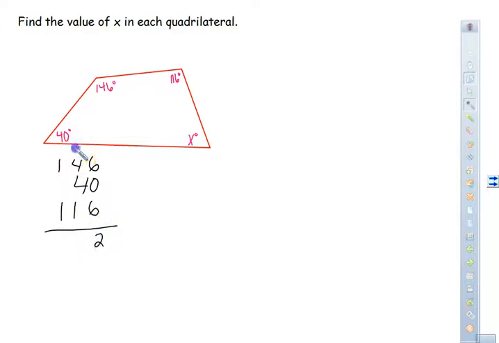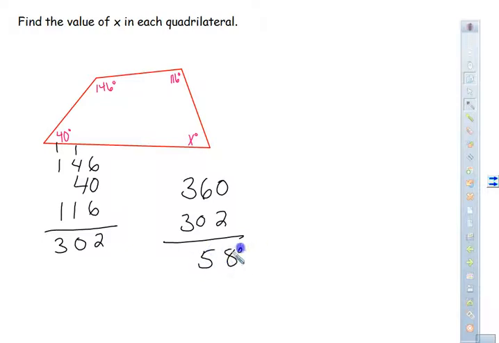We get 12, carry the 1, we get 4, plus 2 more is 10, carry the 1, and 302 degrees. That's how many degrees we have in these 3. Finding the difference from 360 degrees that we know are present in a quadrilateral, so subtract the 2, and when you do that, you get a total of 58 degrees, and that's what x will equal. Okay, let's look at the next one.